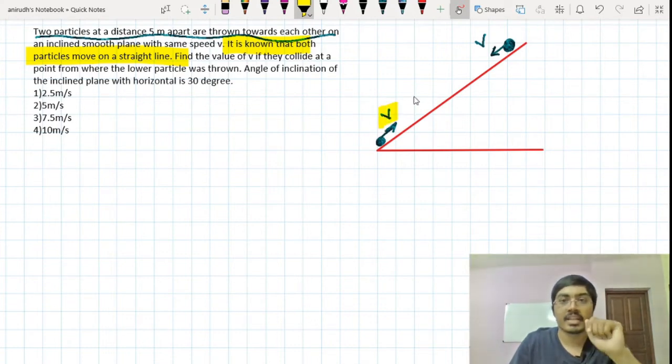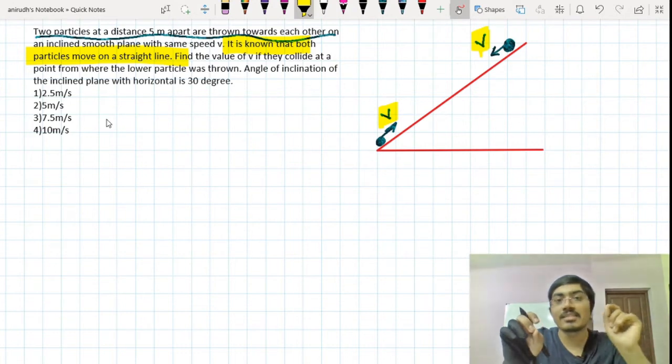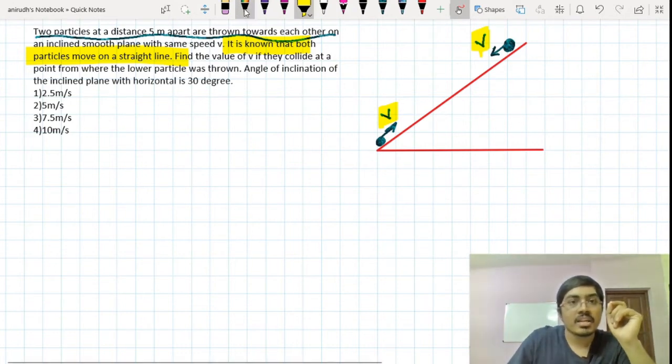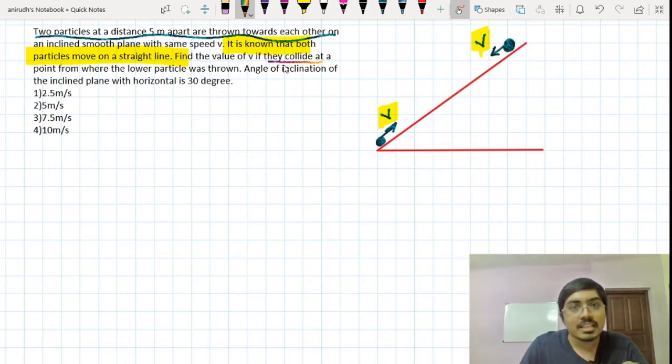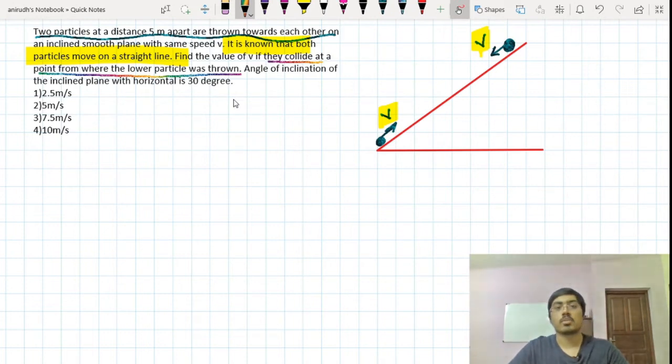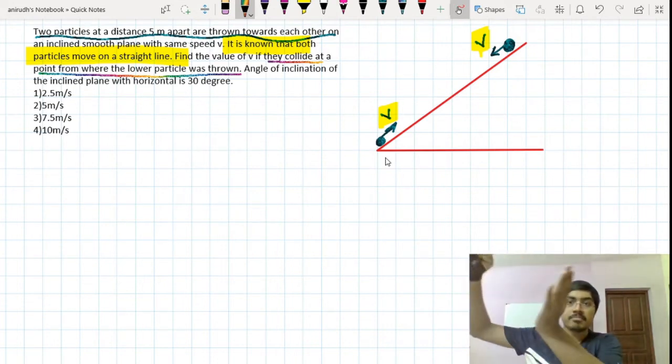Okay, we are supposed to find this. Okay. If they collide at a point, so this is the catch over here. If you can understand this, then it is more of an easy question. If they collide at a point from where the lower particle was thrown, the lower particle was thrown from this, the upper particle was thrown like this, but they are not colliding over here in between.